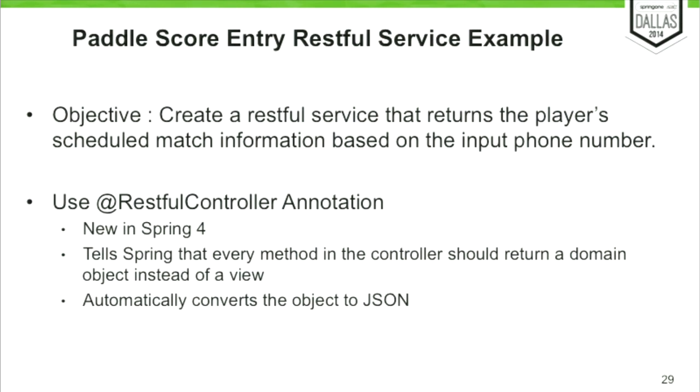So for the RESTful service side of it, on the server side, the objective is to create a RESTful service that returns the player's scheduled match information based on the input phone number. And for this prototype, we assumed that there was already a registration piece in process that would tie your phone to your tournament entry so that we would know who you were. So here we use the RestController annotation that was introduced in Spring 4. This tells Spring that every method in the controller should return a domain object instead of a view object. And it automatically converts these domain objects into the JSON format for you.